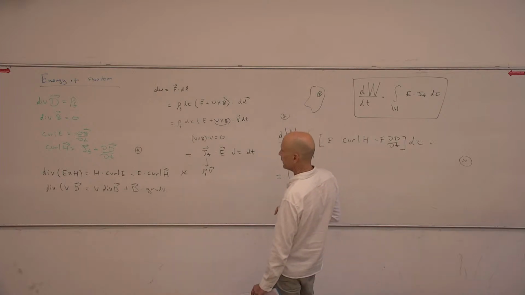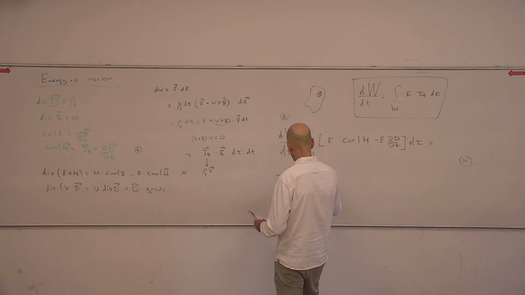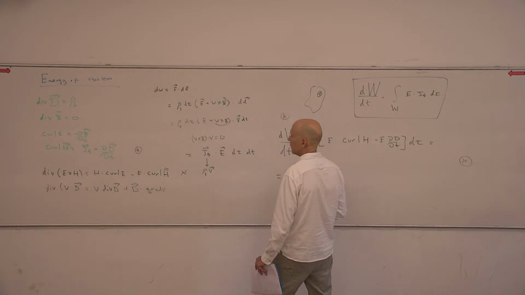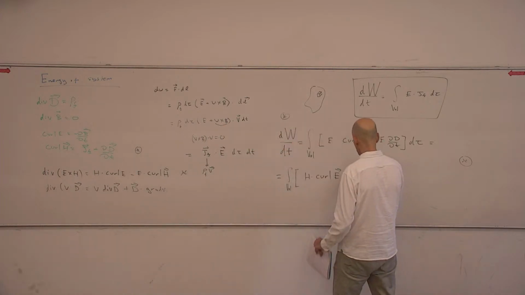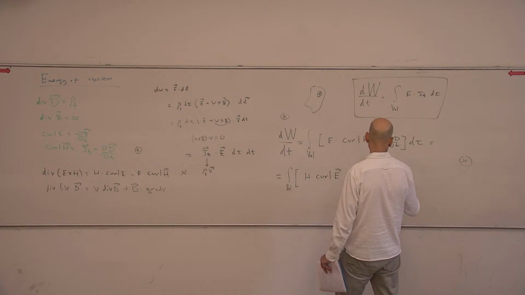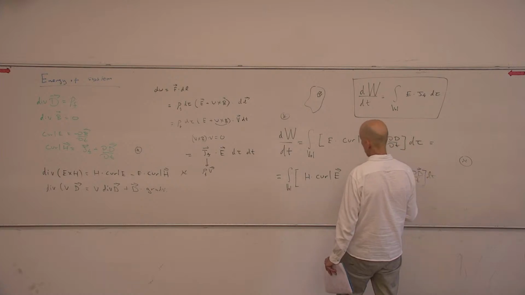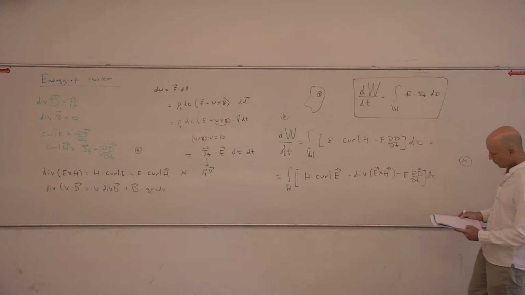Let us do it carefully. Then I have here H, how do I want to do it? H curl E. This is this one. Minus div E cross H, minus E dD/dt. This is pretty disgusting because it's very unsymmetrical. So we need to continue playing with this.